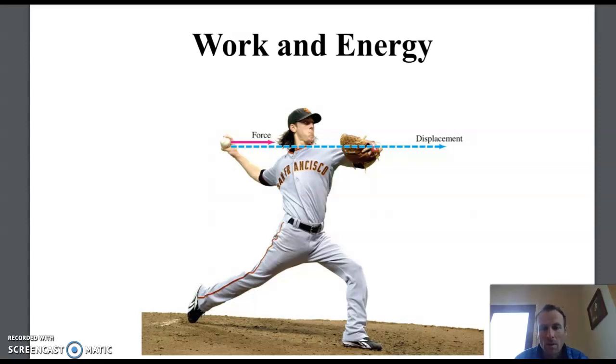So the big idea, starting off semester 2, is what is energy? What is work? What is kinetic energy? What is the work energy principle? What is net work? And what is mechanical power? And so those are some of the topics we're going to be discussing.